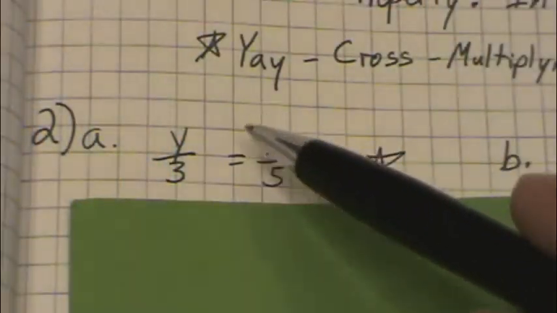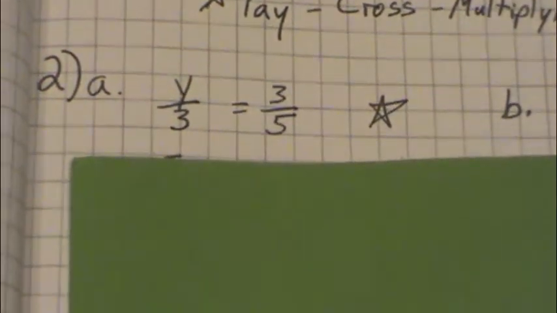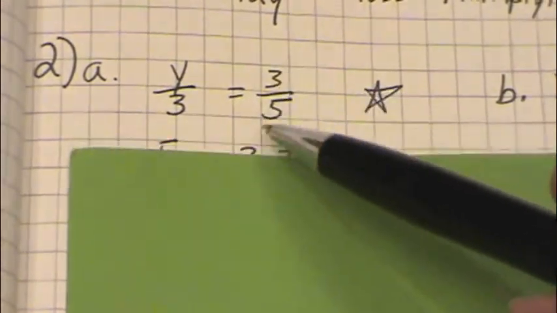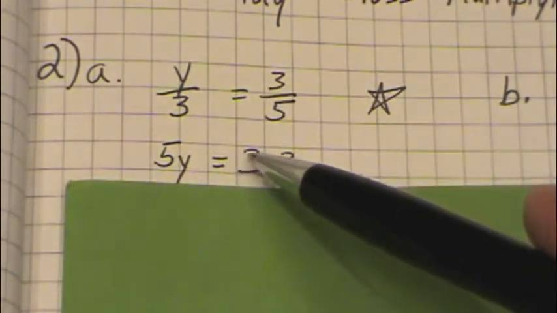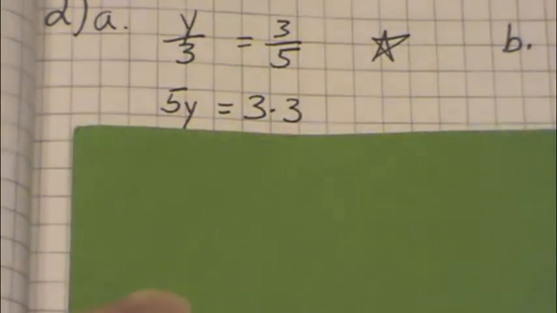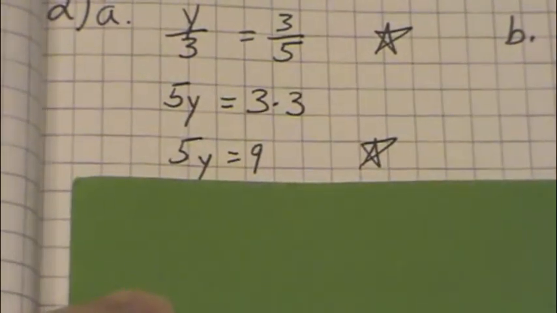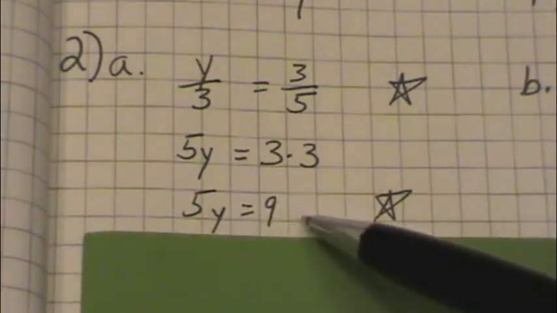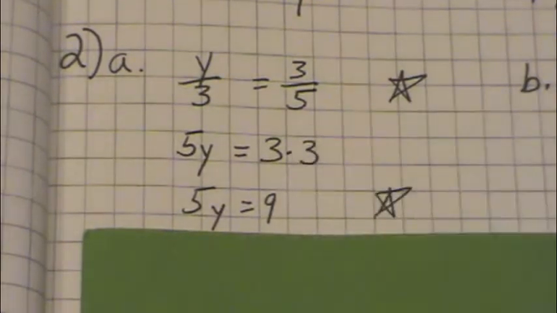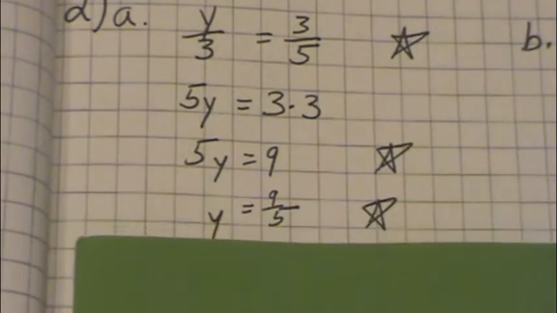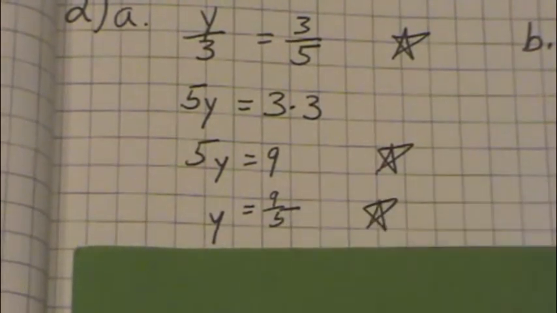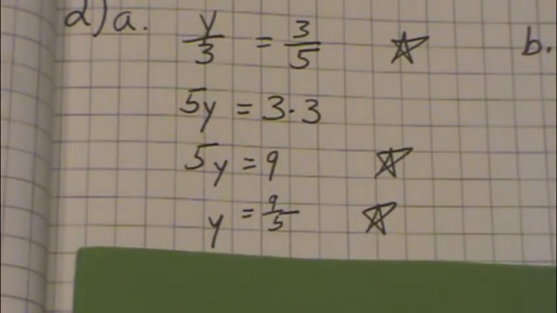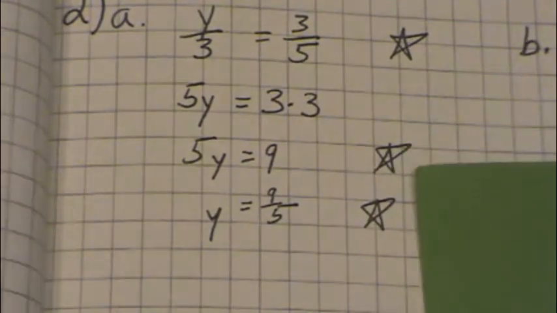So number 2a, y over 3 equals 3 over 5. We're going to cross multiply. So we end up with 5 times y equals 3 times 3. You'll notice I'm still putting the stars in here. You must write the problem down. You must show me that 5y equals 9. If you don't want to include that step, that's okay. And therefore y equals 9 over 5. Done.